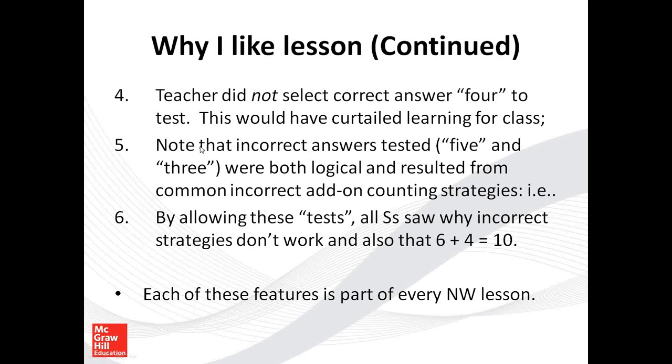I expect that many of you have noticed that the incorrect answers the students gave and the teacher tested, 5 and 3, were both logical answers, and they resulted from very common incorrect add-on counting strategies. The first incorrect strategy was to count the square that you're on as the first add-on.